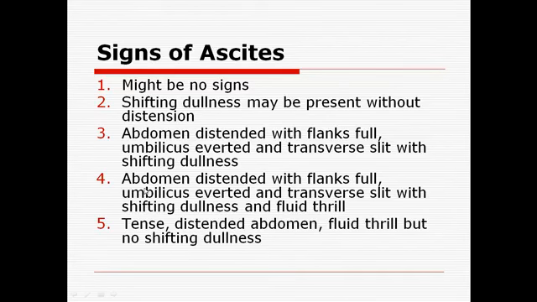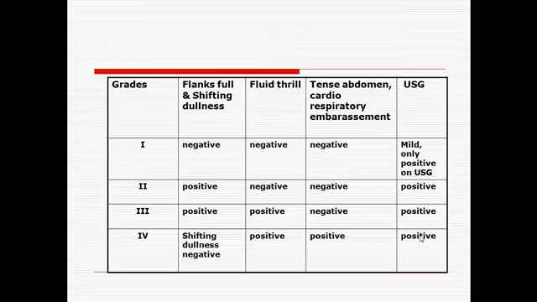And fluid thrill. Distended abdomen, flanks full with fluid thrill. Tense, distended abdomen, fluid thrill, but no shifting dullness. If there is a tense, distended abdomen, fluid thrill may be found, but no shifting dullness. And there is grading of ascites.